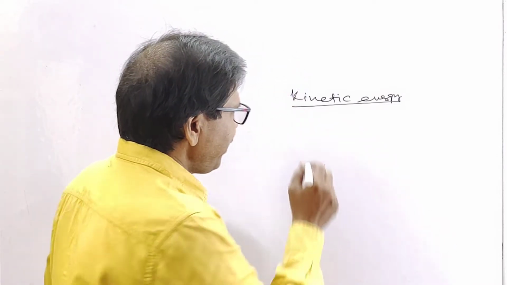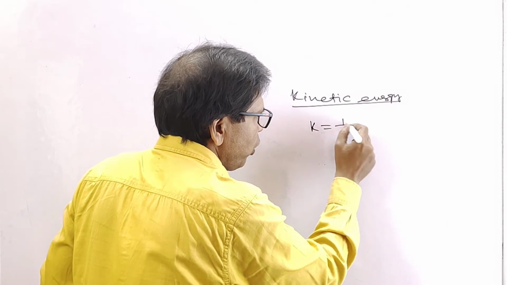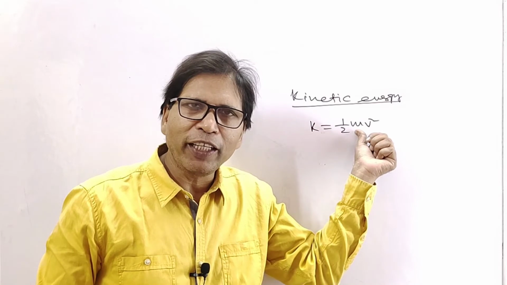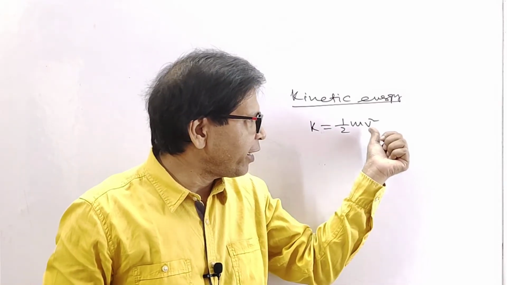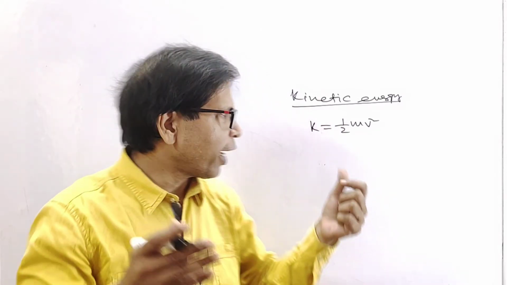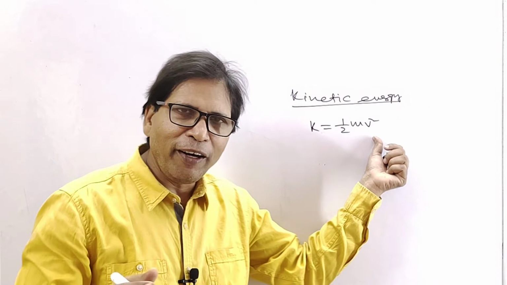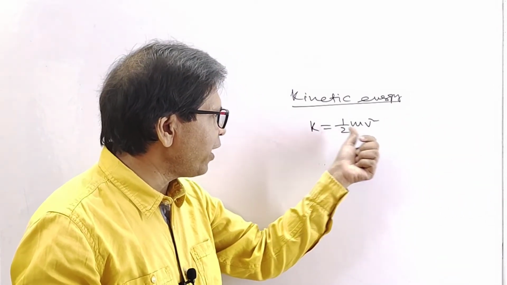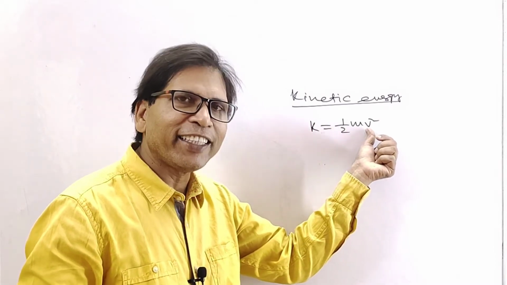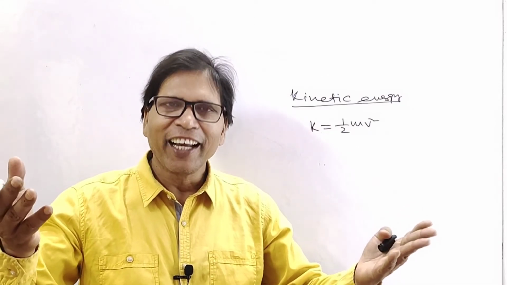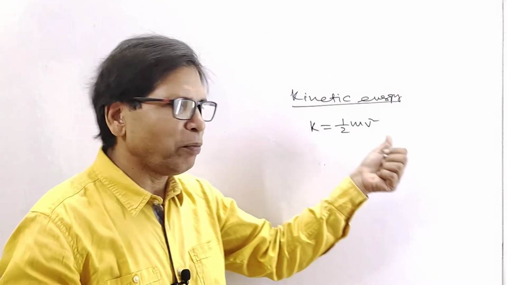If a body of mass m moves with velocity v, then its kinetic energy K is equal to half mv square. Greater the mass of the body, greater the kinetic energy. Greater the velocity of the body, greater the kinetic energy. If the mass doubles, kinetic energy also doubles. If the velocity doubles, kinetic energy becomes 4 times. If the velocity becomes 3 times, kinetic energy becomes 3 square, that is 9 times. Okay, understood? Now we derive the relation half mv square.